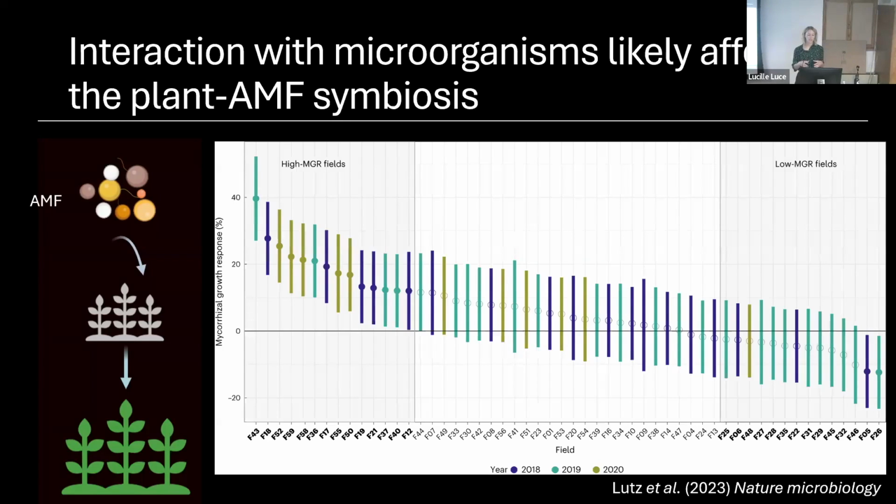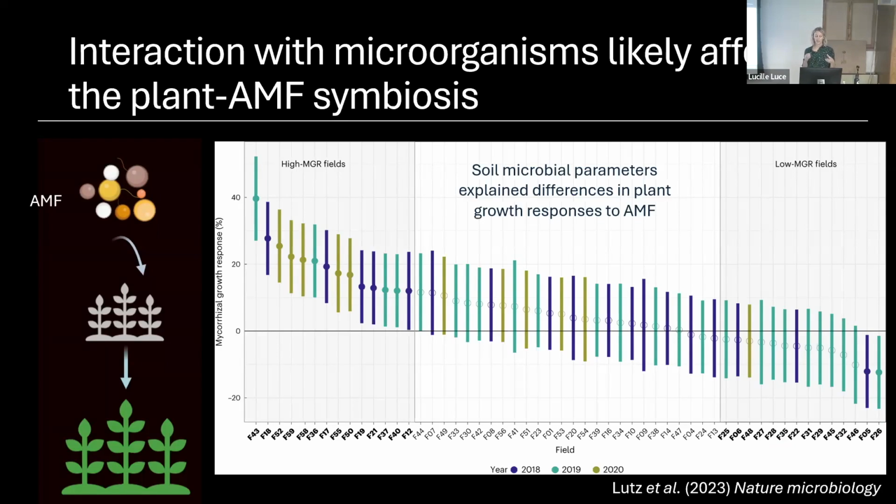So for example, there was this recent large-scale study where they conducted AMF inoculations across 54 corn fields in Switzerland, and they looked at this parameter called mycorrhizal growth response, basically the plant growth response to mycorrhizal inoculation. And they found that the mycorrhizal growth response could range from +40 to -12, meaning that in some fields, mycorrhizal inoculations were associated with up to 40% increase in plant growth, whereas in other fields, it was the opposite. Mycorrhizal inoculations were associated with decreased plant growth, so up to 12% decreased growth.